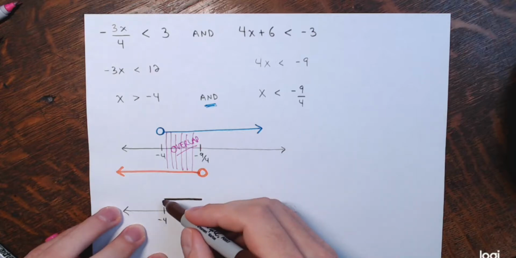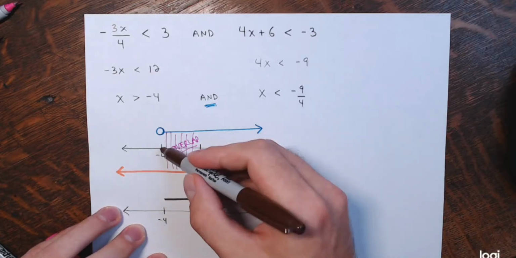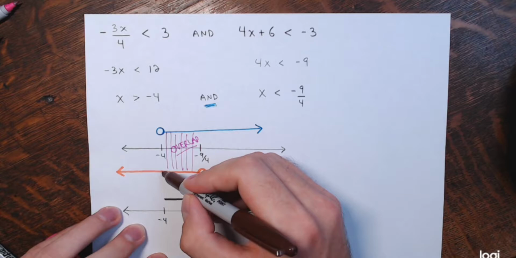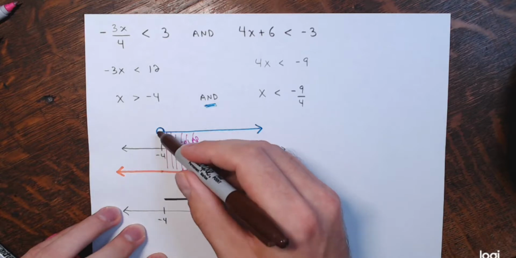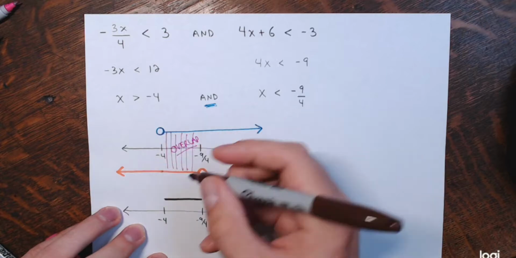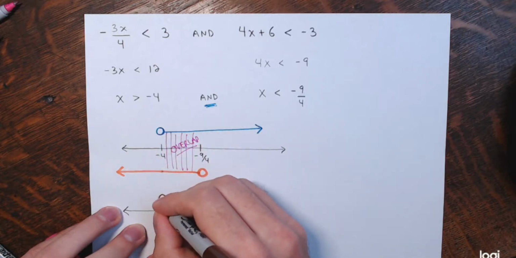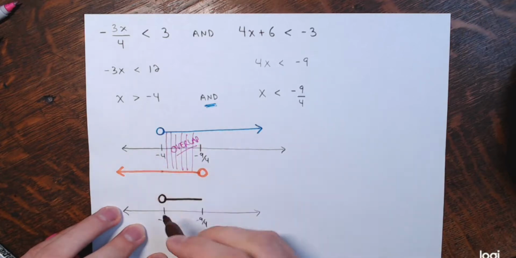Now, how about negative 4 itself? Well, let's see. It's on the second graph, sure, but it's not on the first one, right? I had that open point. So negative 4 is not on both. It's not in the overlap. So it's not a solution of the compound inequality. So yet again, I have an open point.